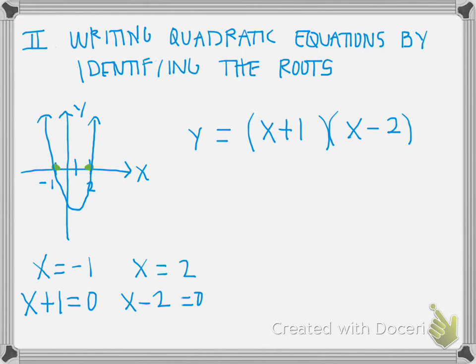Okay? So those would be considered my roots there. All right, so now when I write this in standard form, then I would have to FOIL it out. So we would say x times x, which is an x squared, x times -2, which is a -2x, 1 times x, which is a 1x, and 1 times -2, which is a -2. Simplified, so x squared minus x minus 2.